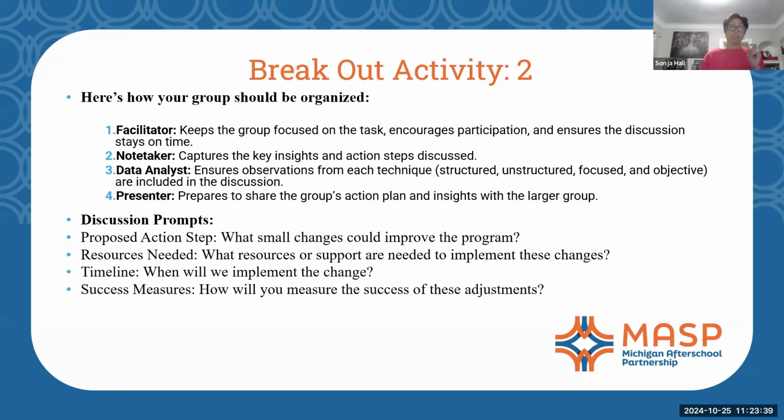But I added the data analyst. So this person is going to ensure that the observations from each technique, the structured technique, the unstructured technique, focus, and objective are included in your discussion. So I was able to look into the chats, into the breakout rooms, and I saw some microphones moving. Some people were talking, some were chatting, some were not. In this facilitator, I want you to keep that focus, keep that conversation going. You're going to have another 8 or so minutes to get in there and have the conversation.